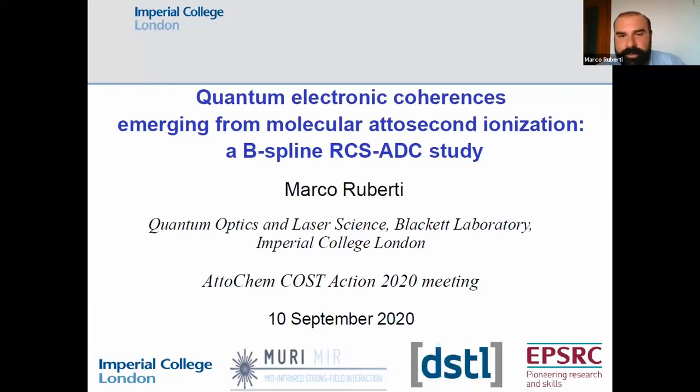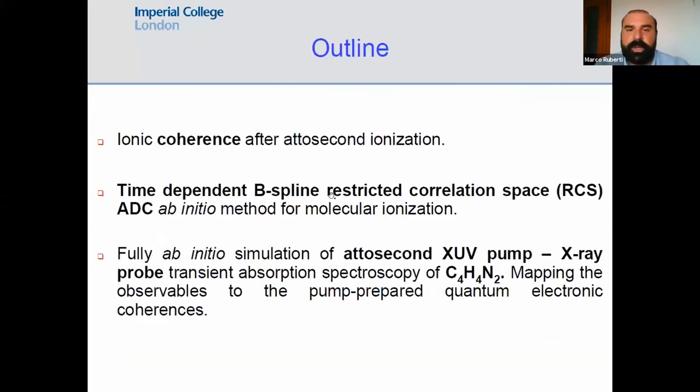So I'm going to talk about quantum electronic coherences that emerge from a molecular autoionization event, particularly presenting a study performed with the B-spline LCS ADC method. I will start by describing ionic coherence after autoionization, then I will describe the method that I have developed to model molecular ionization, which is a time-dependent method based on the use of B-spline and ADC. And then I will show the results for a simulation of a complete attosecond XUV pump X-ray probe experiment on pyrazine, and how this can allow one to recover the coherences that are prepared in the system.